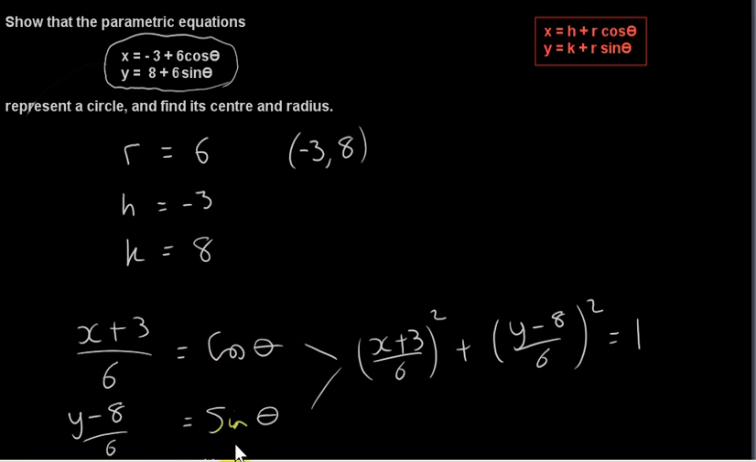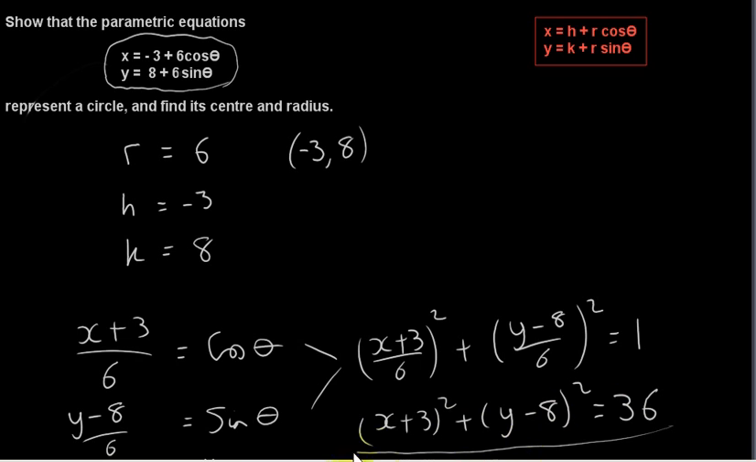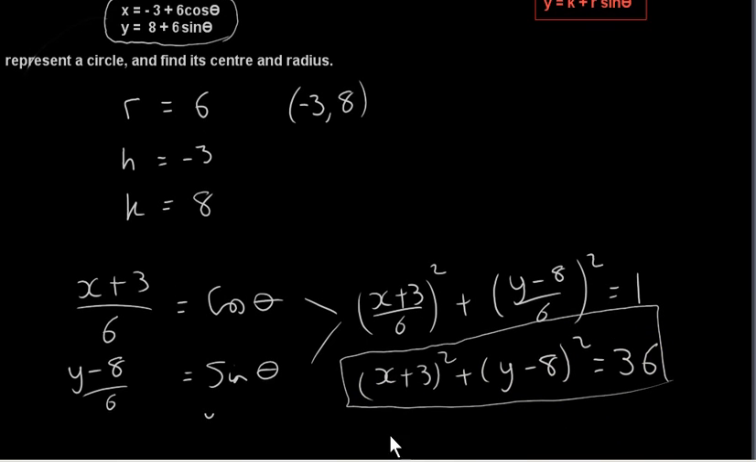So all I did was square both of these equations and add the left-hand sides together and the right-hand sides together. And by multiplying everything here by 36, we get (x plus 3) squared plus (y minus 8) squared equals 36 times 1. So here we have the equation of a circle. How do we know that this is a circle? Well, it's got the form (x minus h) squared plus (y minus k) squared equals r squared.